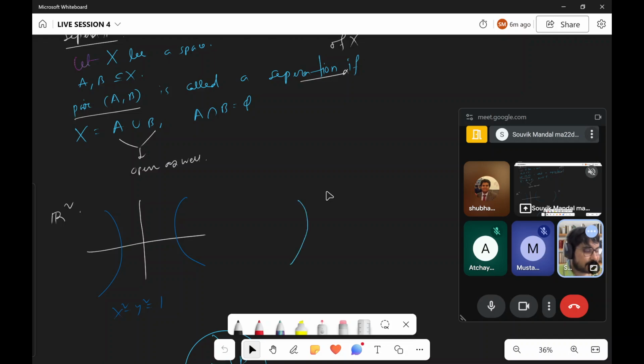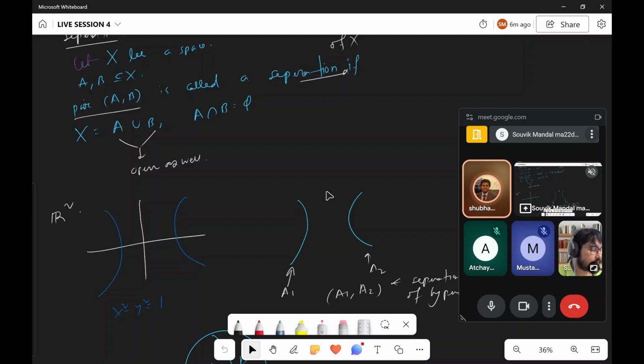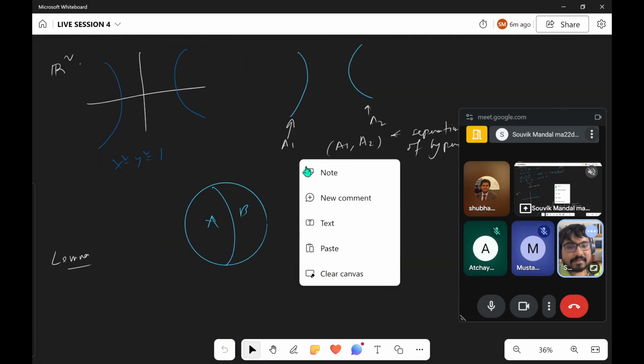One minute. So this is the hyperbola, correct? These two arcs, arc 1 and arc 2, this pair is a separation of the hyperbola only, not R2. I see. And R2 is connected, right? Of course, at least intuitively R2 is connected. So connected means it admits no separation by definition, right? Is it clear? Yes. Okay.